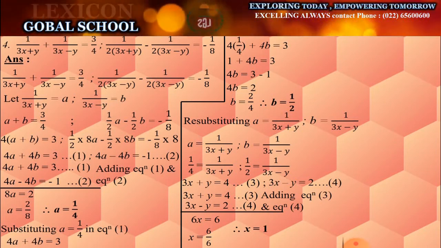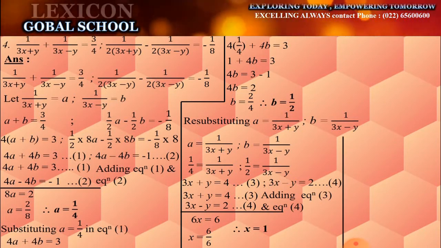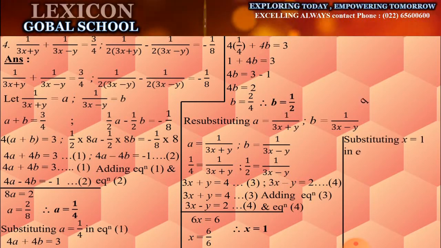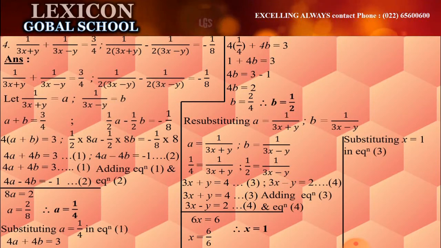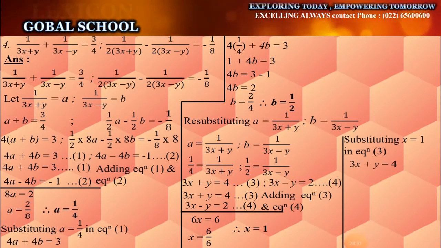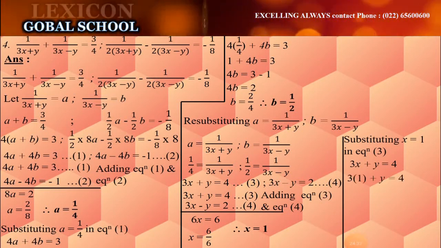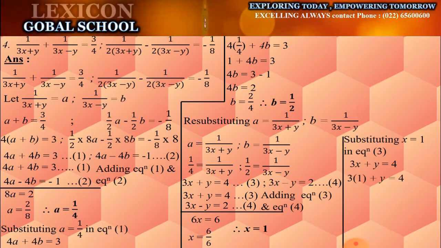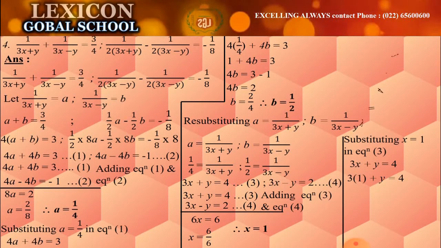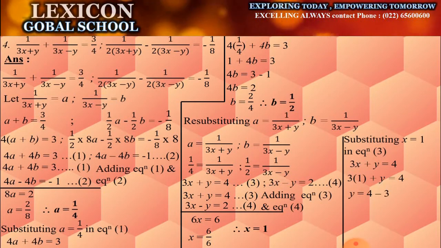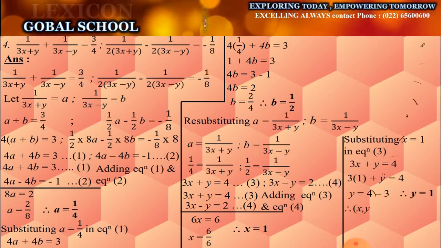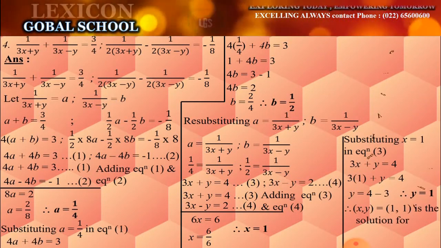Similarly, we are going to substitute the value of x = 1 in equation 3. So, when we substitute the values in 3x + y = 4, instead of x we are going to substitute the value of 1. So, 3 ones are 3, plus y is equal to 4, y = 4 − 3, y = 1. Therefore, the solution is (x, y), that is (1, 1), is the solution of the given equation.